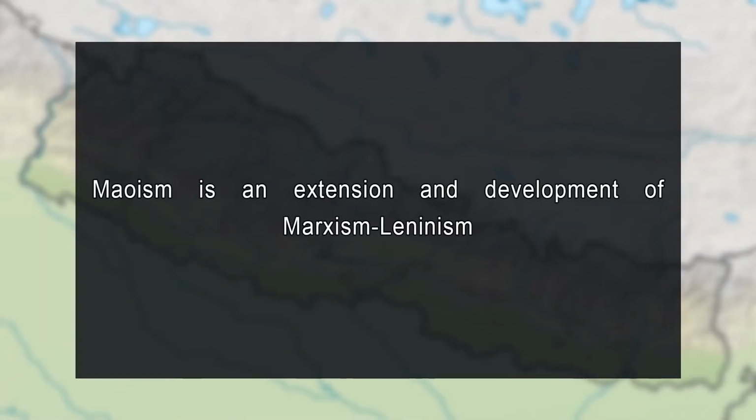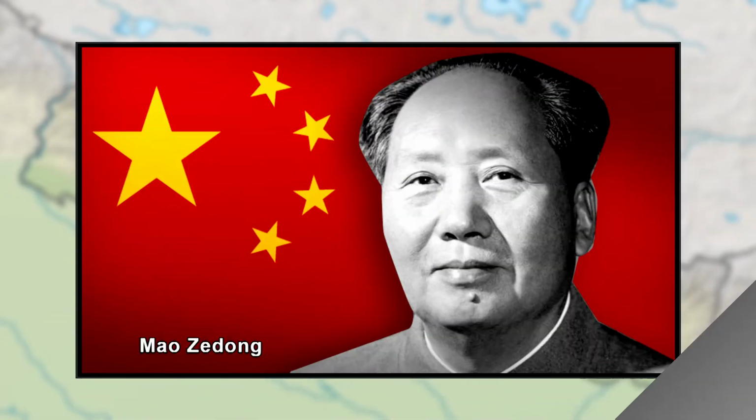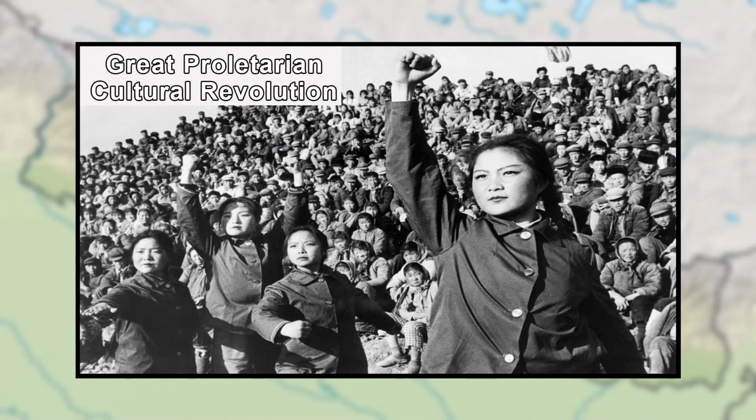Maoism is an extension and development of Marxism-Leninism applicable to the present era. It was developed by Mao during the course of the Chinese Revolution in the process of socialist construction, in the fight against modern revisionism, and particularly during the Great Proletarian Cultural Revolution.